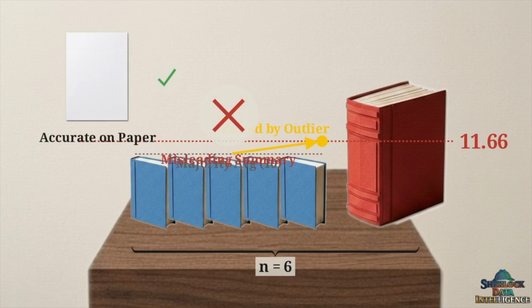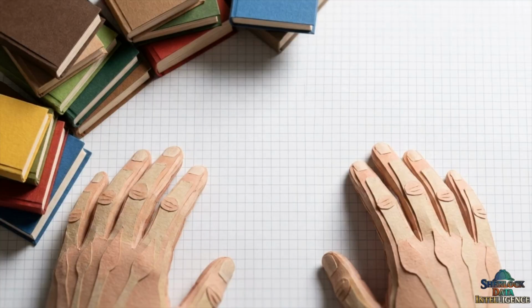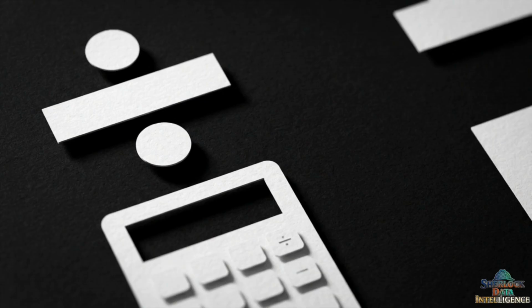Trusting the mean on a dataset with outliers gives you a number that is perfectly accurate on paper, but completely misleading about what a typical item actually looks like. Setting the physical books aside, let's review the mechanical rules we've established. This infographic outlines our standard process. On the left, the core math of sum divided by count.